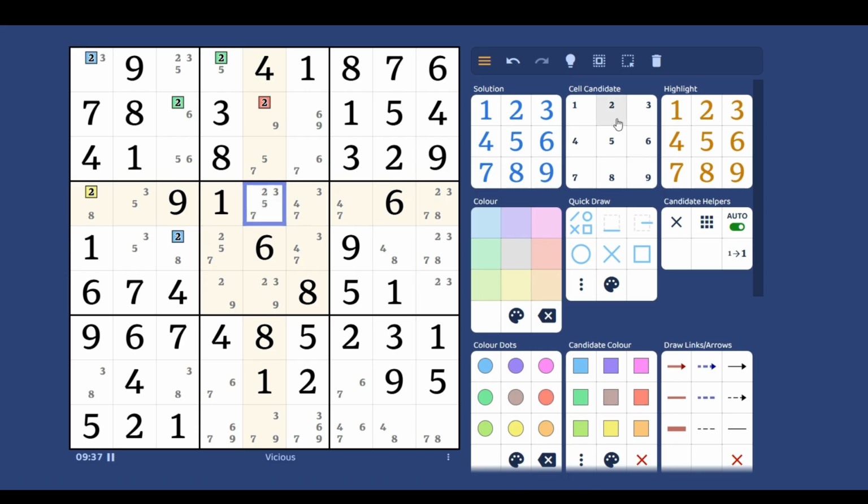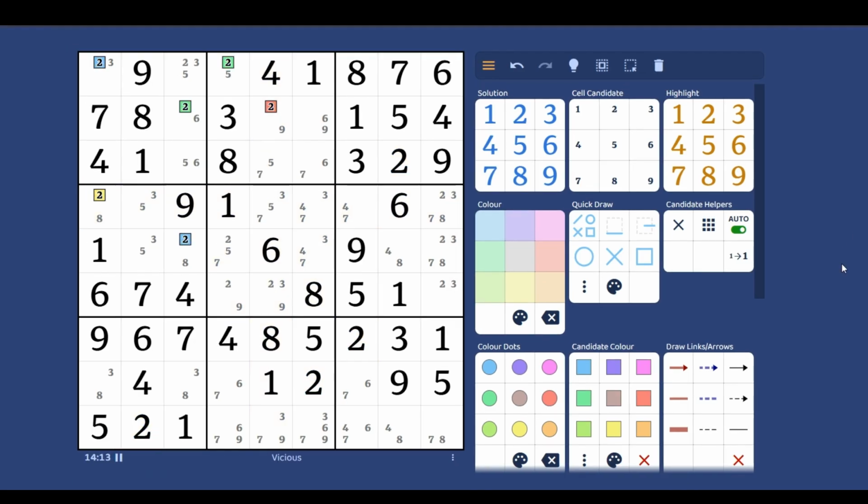It's this 2. If this 2 was true, that would force this red parity to be false, and that would force these greens to be true, and it would force this yellow parity to be false, and it would force these blues to be true. And then those greens and blues would see each other, and that would create a contradiction. So therefore, we have to eliminate this 2.